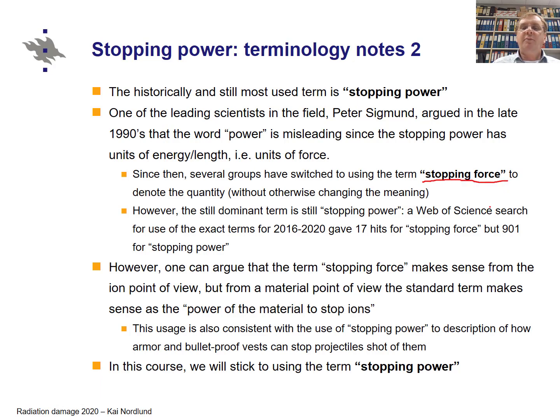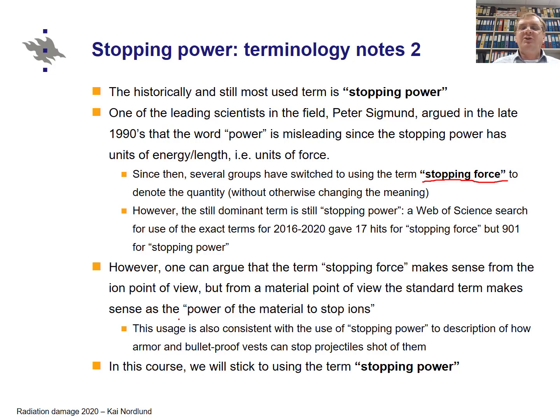And he sort of has a point, but this hasn't very well caught on. It seems that the word stopping power is at least 10 times, maybe 50 times more common than the term stopping force. Also, the word power is not completely stupid here, because if one thinks from an ion point of view, you can think that the ion is slowed down by a force. But if you think from a material point of view, if you ask the question, how good is a material at stopping the ion, then one can talk in the English language of the power of a material to stop ions.